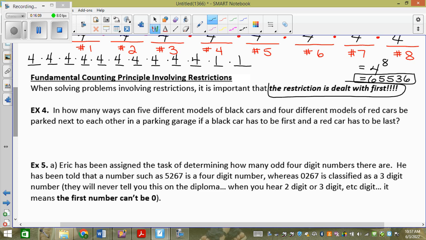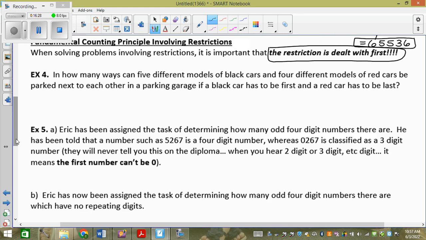So actually the way I did this question was wrong. I should have dealt with these two first. Why? Because they actually had answers, correct? This was C and this was D. I should have put a 1 and a 1 and then reverted back to 4, 4, 4, 4, 4. Right? Okay. So here we have example 4.